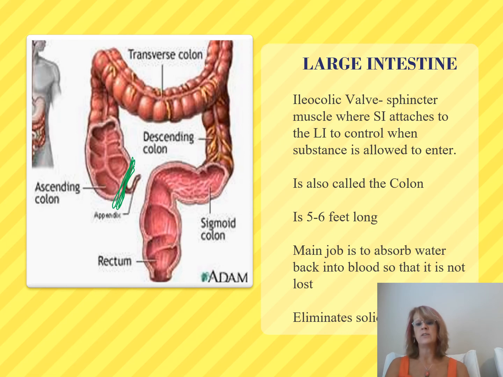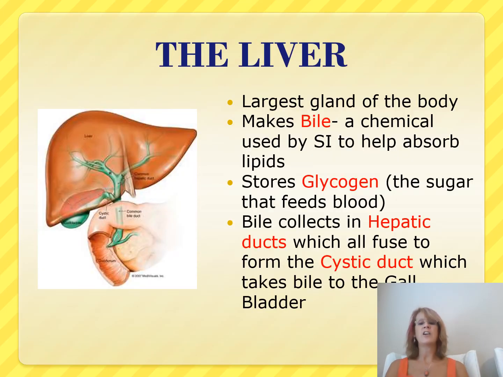And on here it says also responsible for eliminating solid waste. So in the case of your alimentary canal, you have mouth, pharynx, esophagus, stomach, small intestine, large intestine, anal opening. Accessory organs: salivary glands, teeth, tongue, pancreas, liver, and gallbladder.